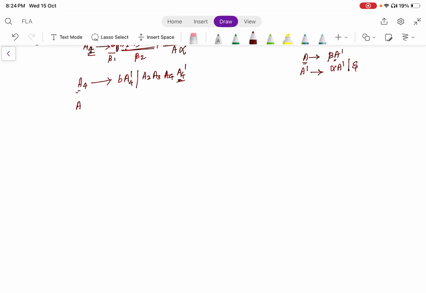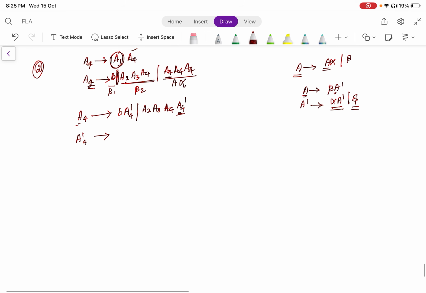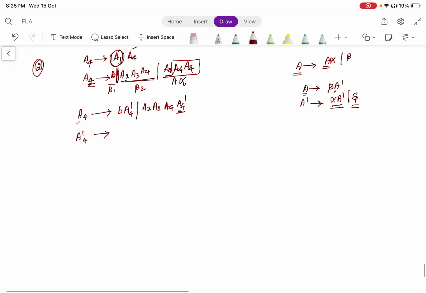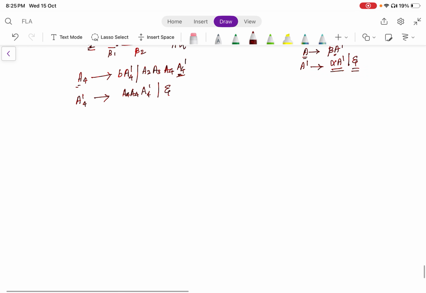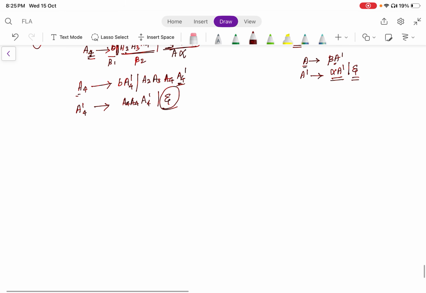Now A4 dash tends to what? Alpha A dash and epsilon. What is alpha here? Alpha is this one. A4 A4. Okay. Alpha, that is A4 A4 A dash A4 dash, or epsilon. Now we have removed the left recursion, but you have introduced a null production. So now you have to remove the null production.